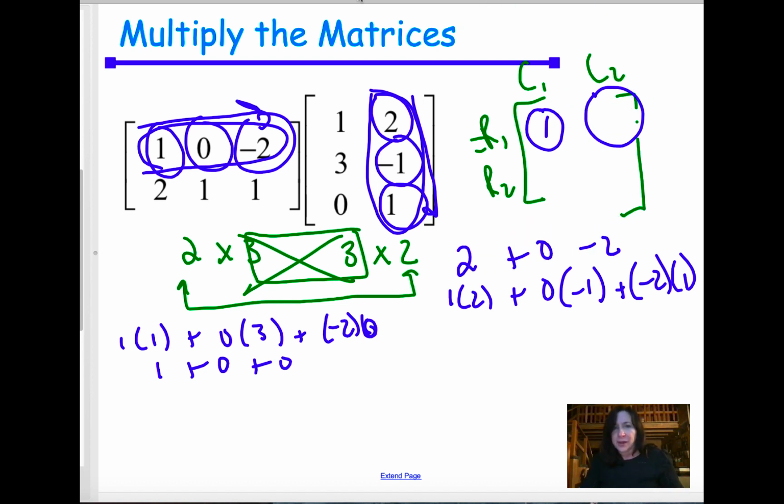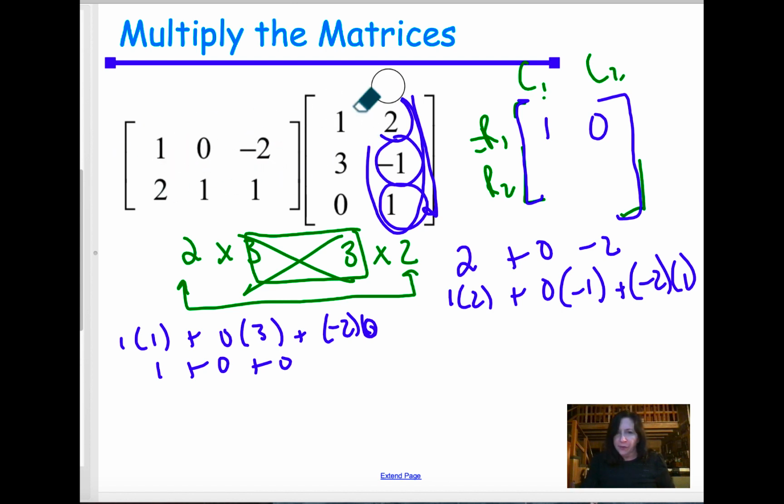Okay, so let me erase that so we can put some numbers in here. So what do I get? 2 plus 0 plus negative 2 is 0. Okay. And I think this was a 1. And so now we want to find row 2. We want this spot. So that's row 2, column 1. Okay, so I'm going to erase this just to clear it up for everybody.